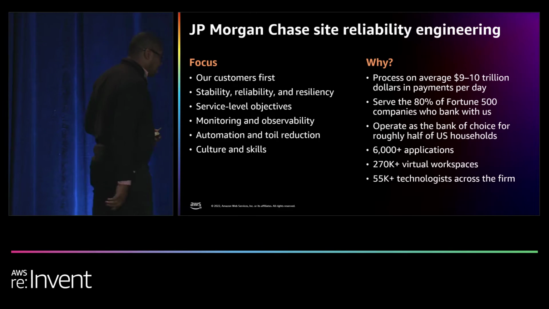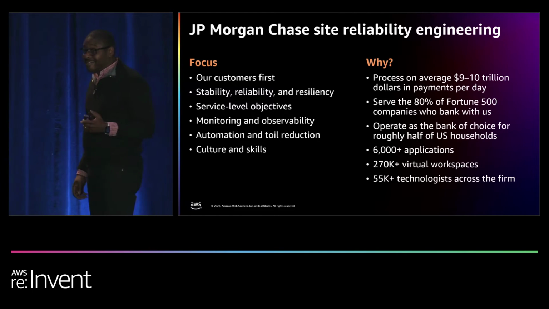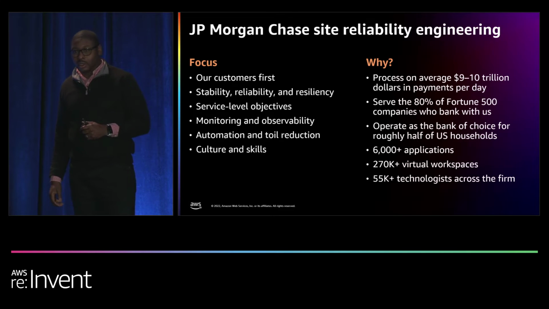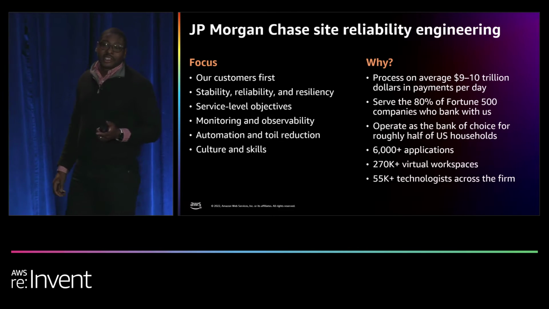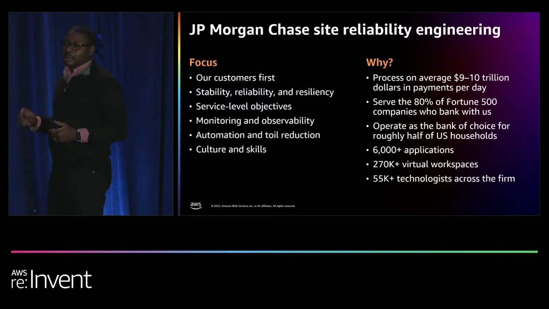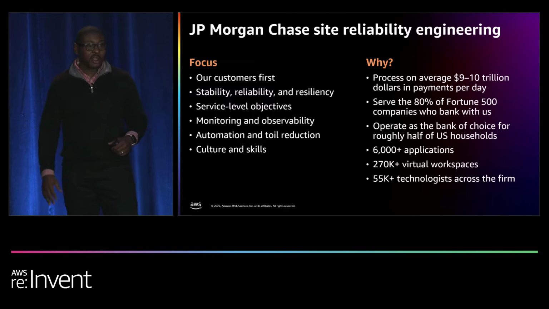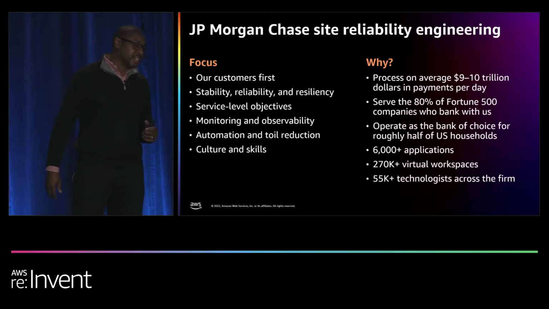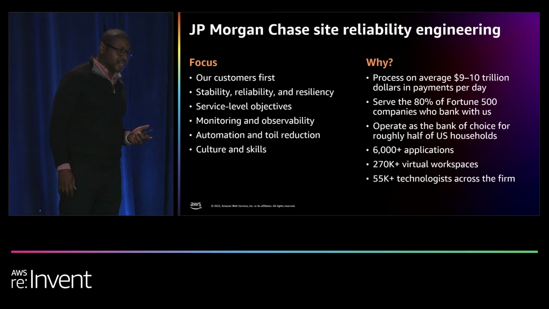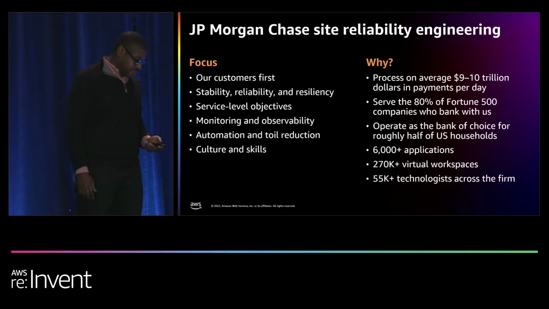Now, why is this important when we raise our hands for our customers? Well, we process an average of $9 to $10 trillion in payments per day. We serve 80% of the Fortune 500, and we operate as the bank of choice for roughly half of all US households. We have over 6,000 applications, over 270,000 virtual workspaces, and over 55,000 technologists across the firm.